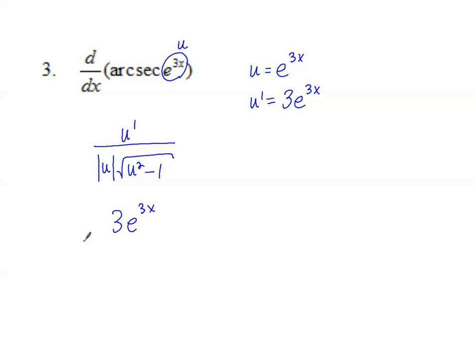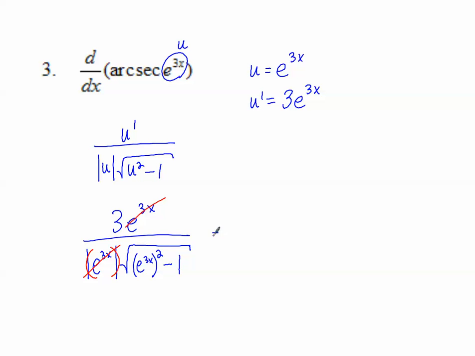3e to the 3x over absolute value of e to the 3x, square root of u squared, e to the 3x squared, minus 1. Yes, this is a derivative, but we can clean this up, so let's do it. First of all, we know e to the 3x is an exponential function. They are always positive. So this positive function doesn't need absolute value.